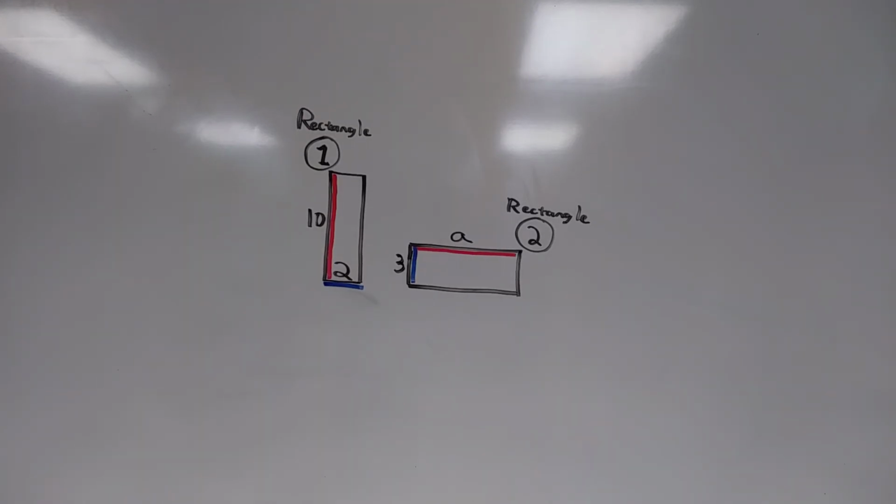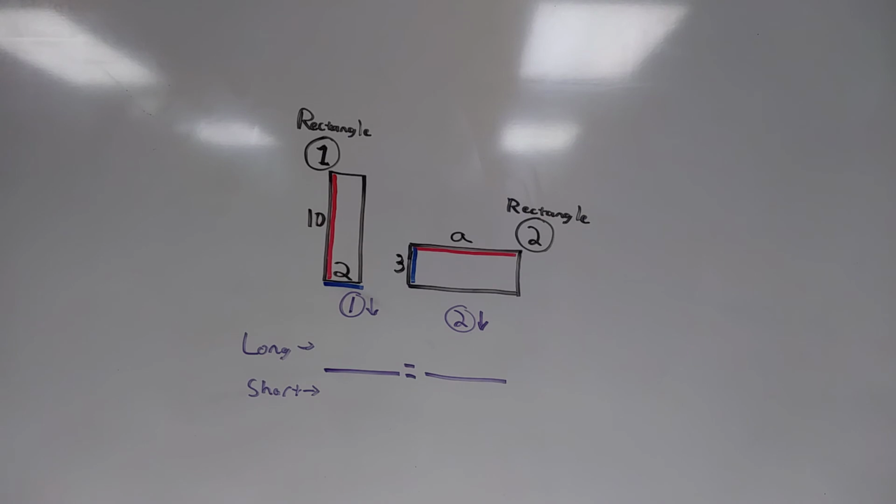Recognizing that some of these sides are longer and some of these sides are shorter, we're able to figure out that the 10 length side and the unknown length side on rectangle 2 are corresponding to each other. Also, rectangle 1's 2 length side and rectangle 2's 3 length side correspond to each other because those are both the short sides of their respective rectangles.